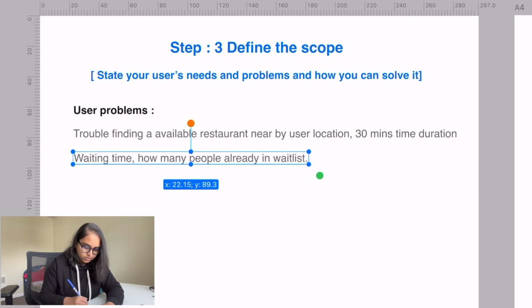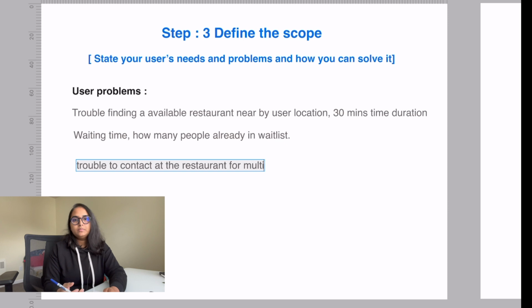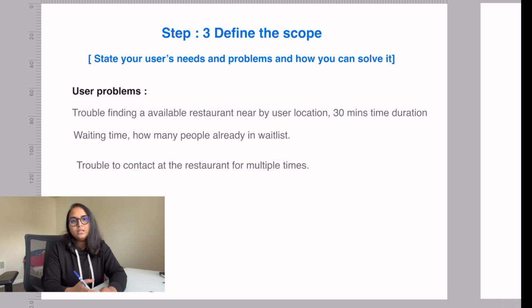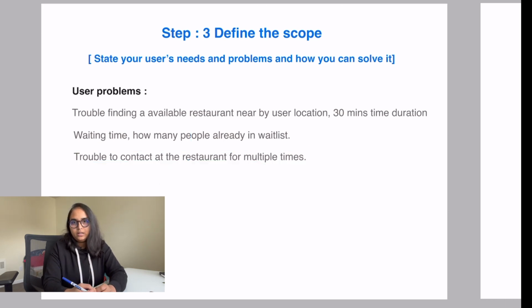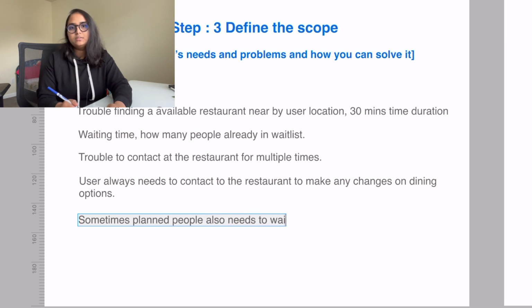The third problem is that users always have trouble contacting the restaurant, and have to try multiple times, because multiple customers are calling the restaurant at the same time, so the phone lines are busy. Users also always have to depend on the receptionist at the restaurant to make changes regarding their dining preferences.